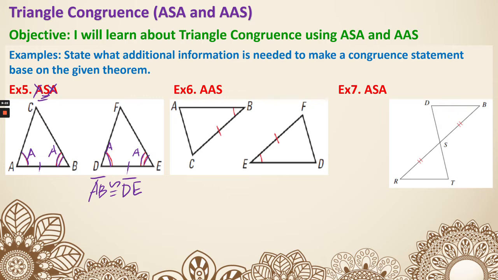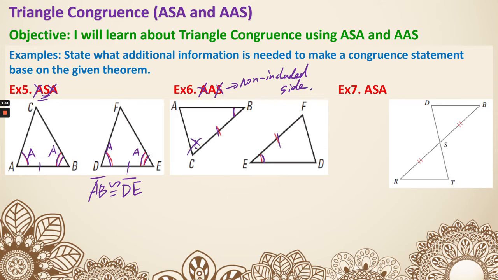Next, example 6. AAS. So let's see what we have. We have an angle right here. Great, good start. And we have a side right here. Okay, and that's the side actually right here. But the question said angle, angle, side. So if it's AAS, that is actually indicating the non-included side, which means we can't use this angle.